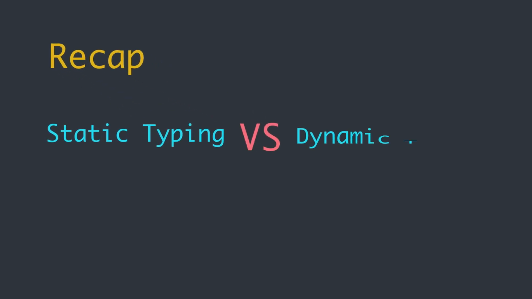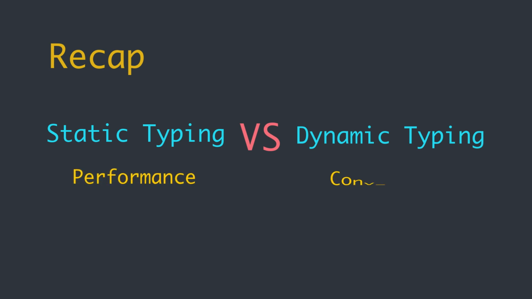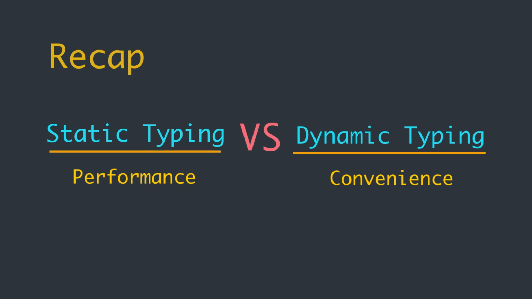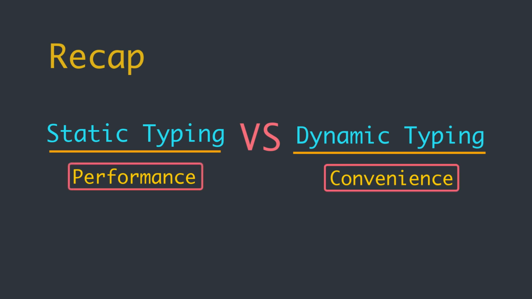In a few of our previous videos, we explored static versus dynamic typing. Both of these options have their pros and cons. Static typing provides better performance, while dynamic typing provides convenience. But wait, why not use both of these types together? So we can combine the performance of static typing with the ease of dynamic typing. That's the thing we are going to talk about in this video.